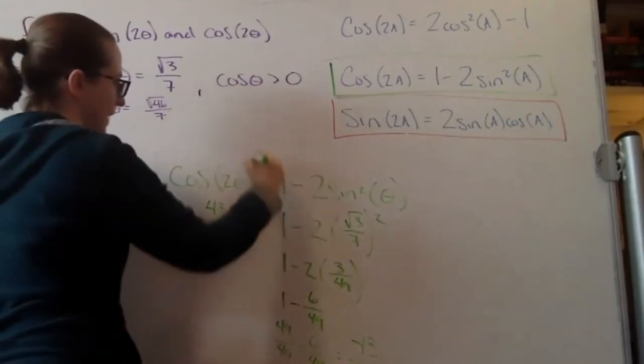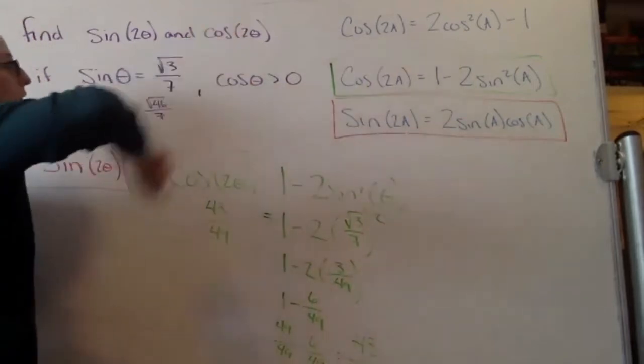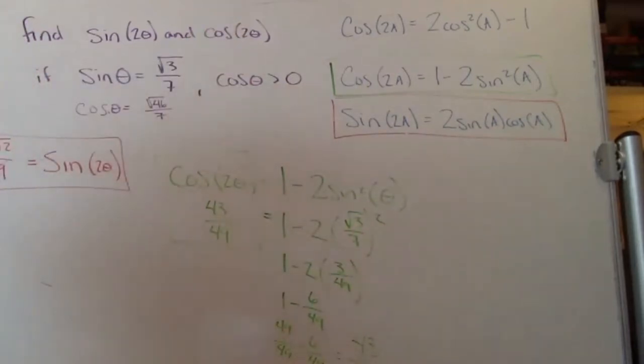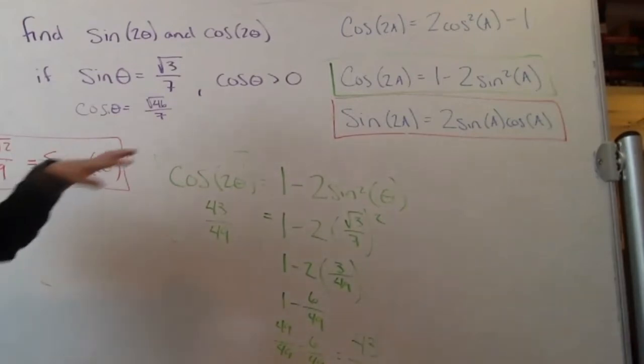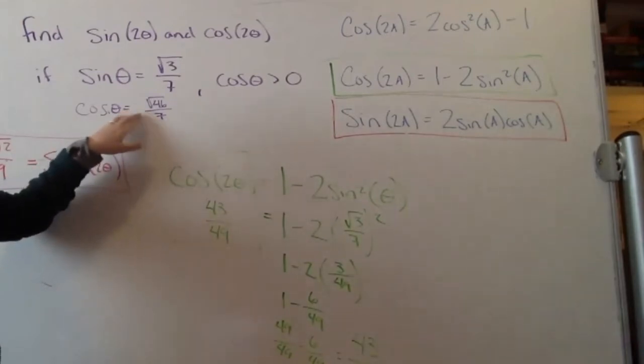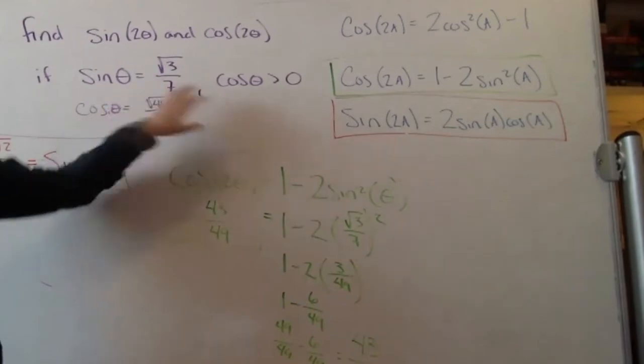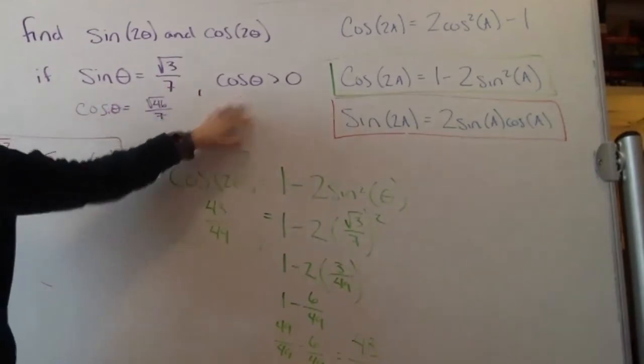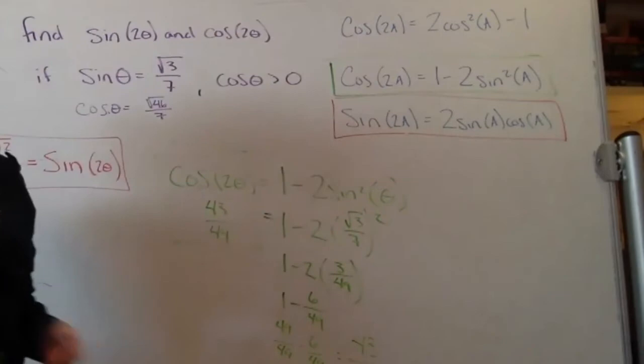Now we could have gotten that same answer using either of the other top 2 formulas as well. Okay? So really all we're doing here is using a little bit of prior knowledge to figure out what cosine of theta is. If we know sine of theta, then cosine of theta is positive. And then we're just plugging into these formulas.